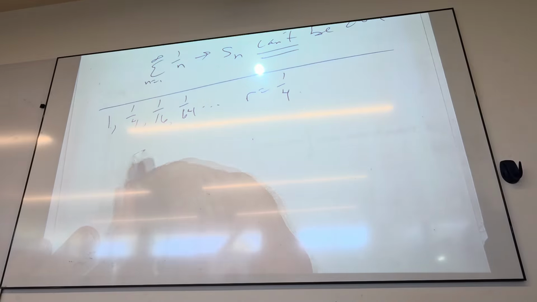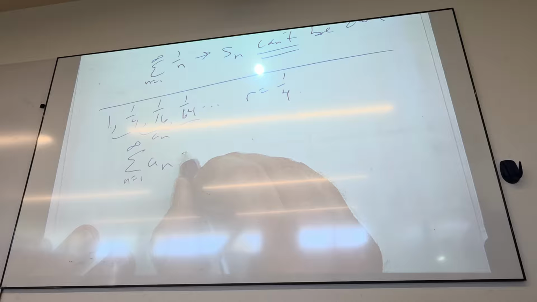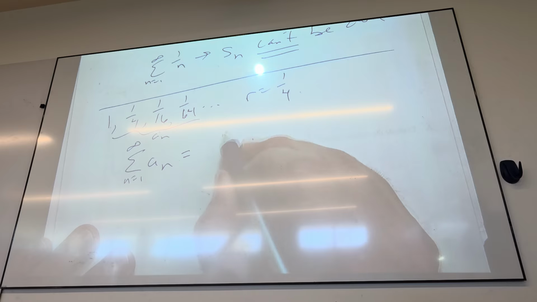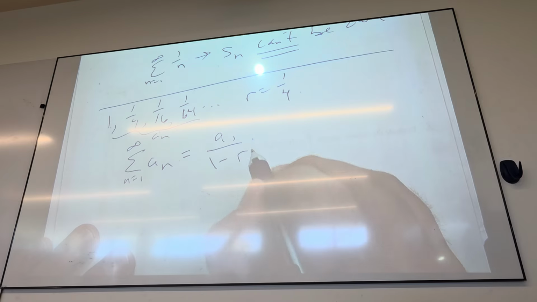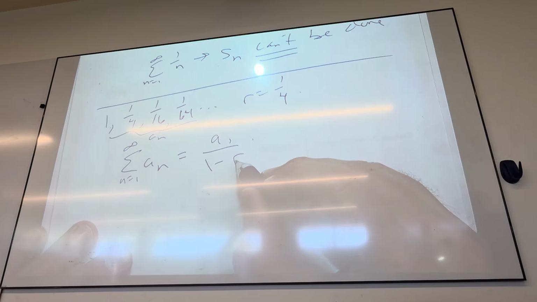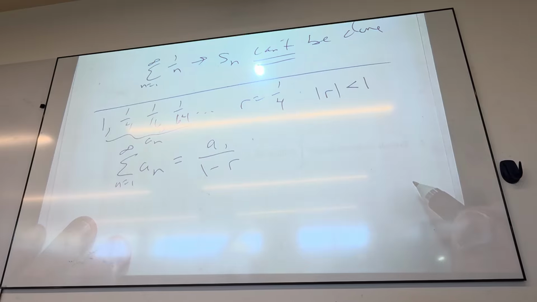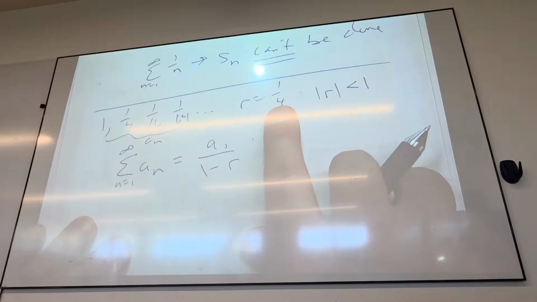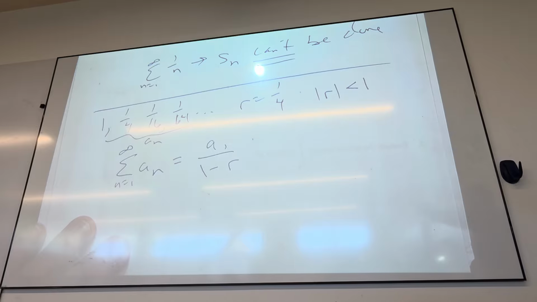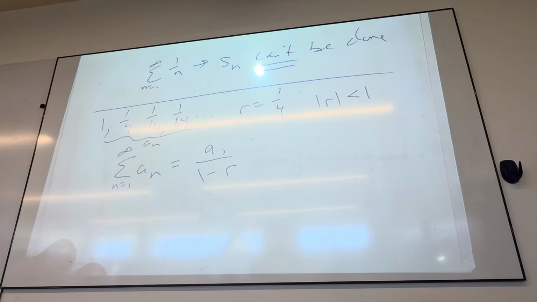So if this is AN, what does this equal? Well, I know in general this equals A1 over 1 minus R, yes? Oh, real quick, why does that work? Because the absolute value of R is less than 1. So if it's like 817 over 818, good. If it's 818 over 817, no. Okay.